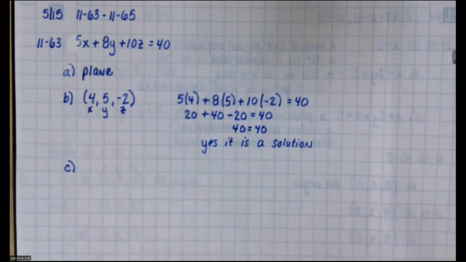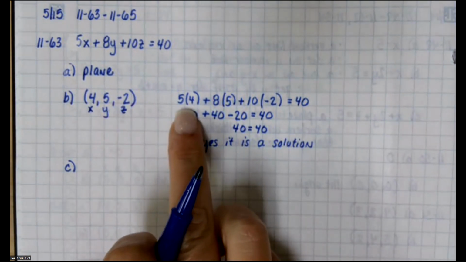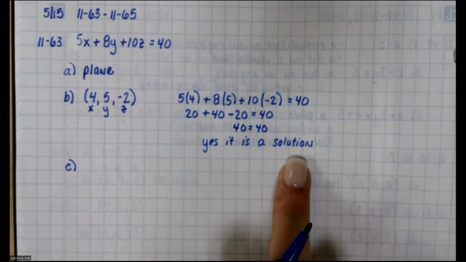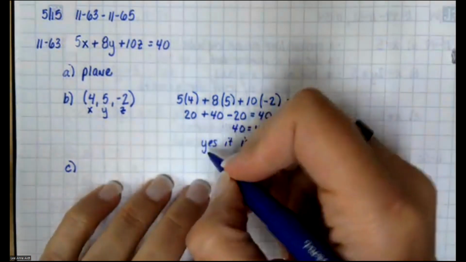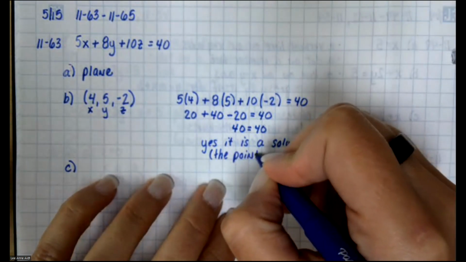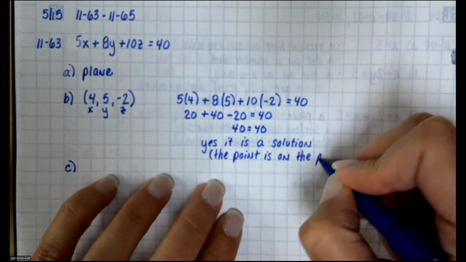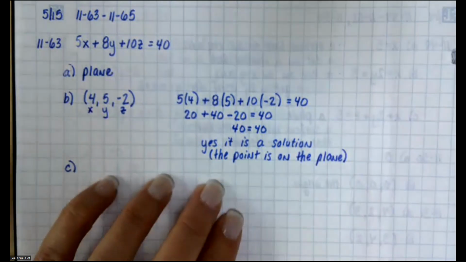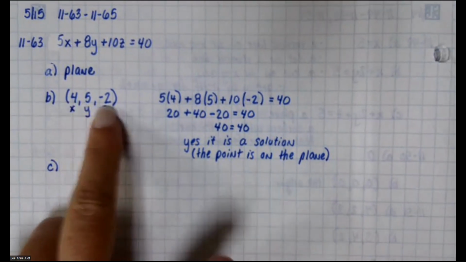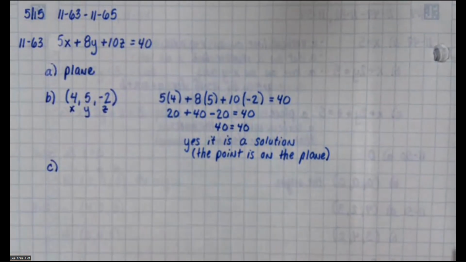Okay. Does this make sense? Okay. Now, what does this mean for us when I say something's a solution? It means the point is on the plane. So this 3D coordinate lies somewhere on that plane.